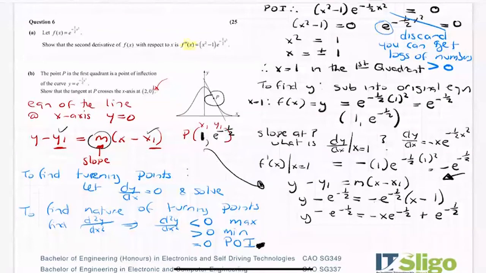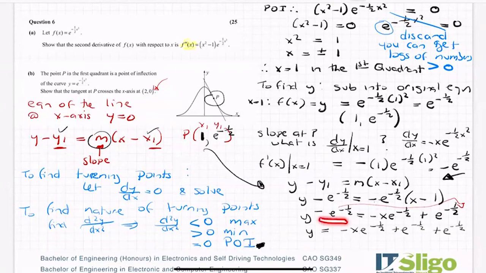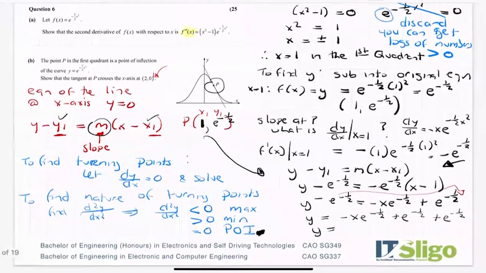Okay, I'm going to bring this over this side, just like I would with any other equation. So y is equal to minus x e to the minus a half plus e to the minus a half plus e to the minus a half, because of course this one changes sign when I bring it over. So I am getting then, for the equation of that line, y is equal to, I hope I'm not going off the page for you, minus x e to the minus a half plus 2e to the minus a half. Okay, so that's the equation of the line.